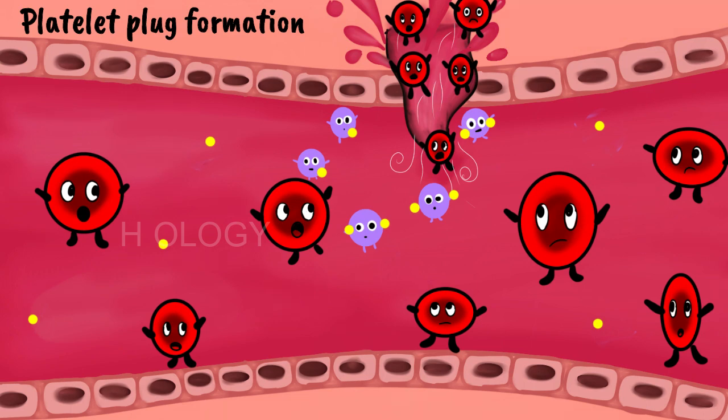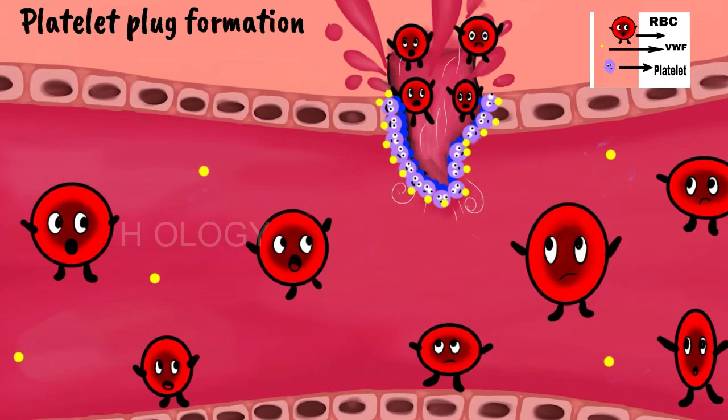Platelet plug formation involves the adhesion and aggregation of activated platelets at the injury site. Firstly, platelets bind to the exposed collagen, and this process is aided by the von Willebrand factor, VWF. Von Willebrand factor is a plasma glycoprotein that helps the flowing platelets to bind to the walls of blood vessels. This binding leads to the activation of the platelets.